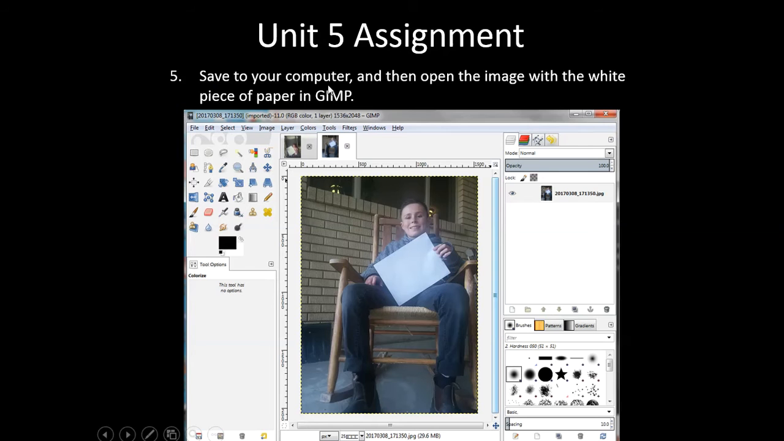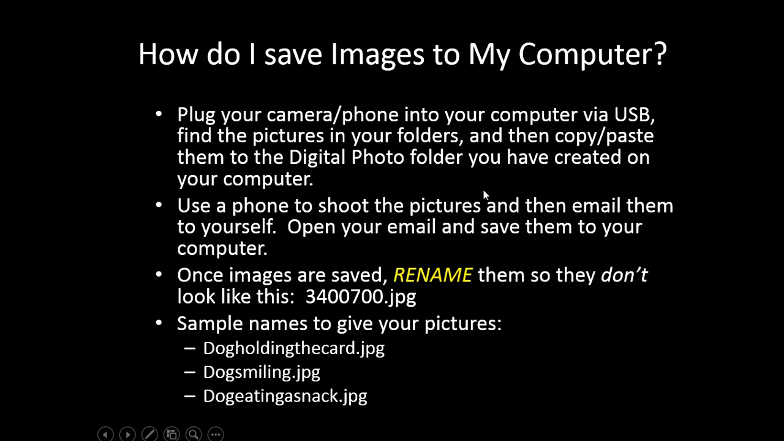Next, you're going to save your photos to your computer, and then you're going to open the image with the white piece of paper in Gimp. So this is what the Gimp program looks like. Now, how do I save images to my computer? Excellent question. There's a couple of ways to do that.